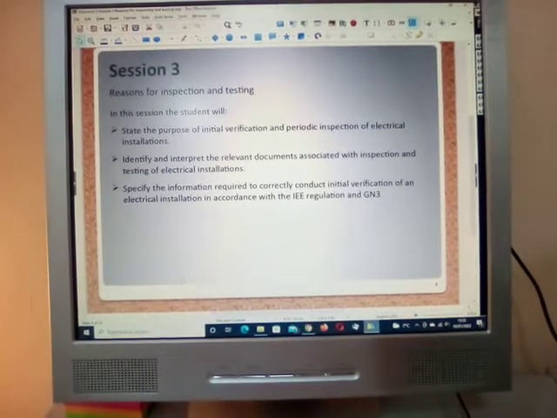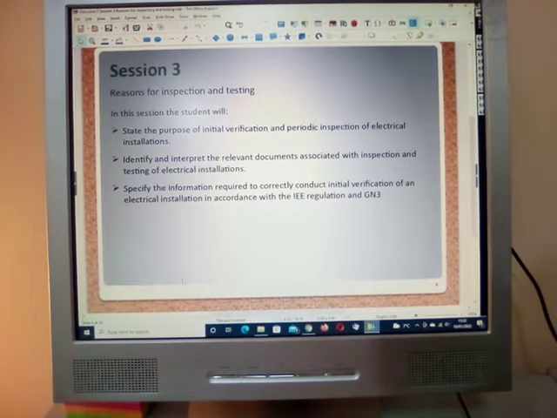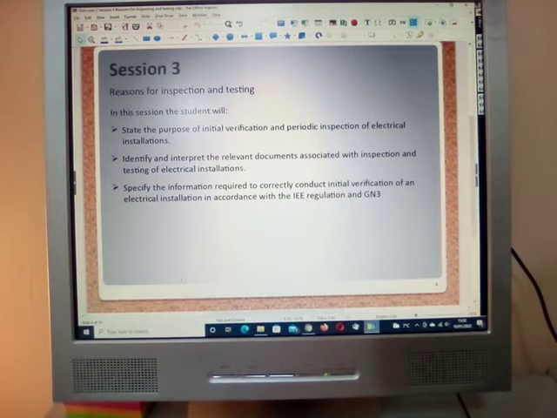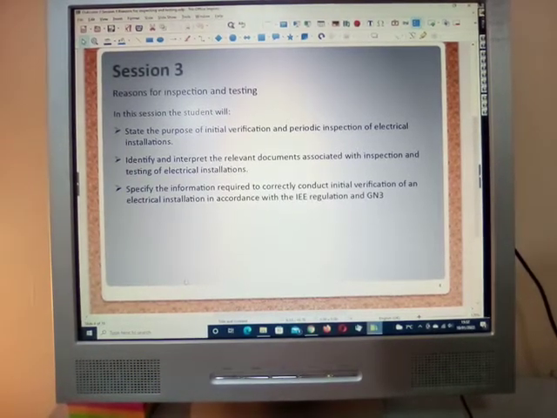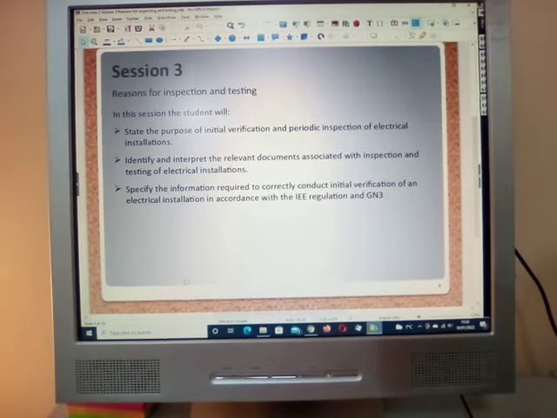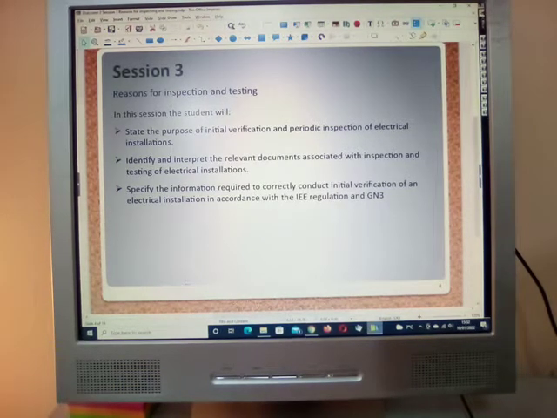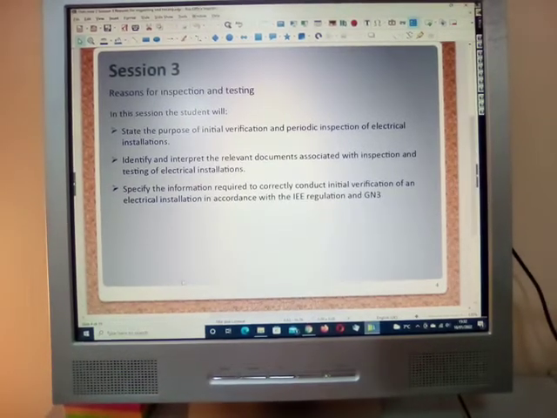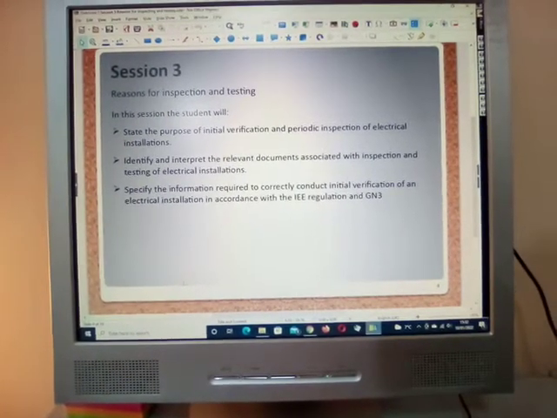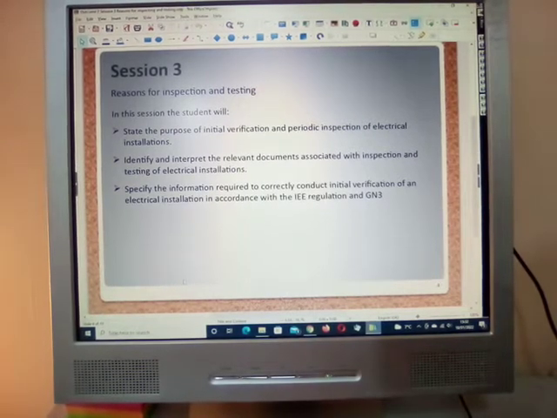Session 3, reasons for inspection and testing. In this session, the student will state the purpose of initial verification and periodic inspection of electrical installations, identify and interpret the relevant documents associated with the inspection and testing of electrical installations, specify the information required to correctly conduct initial verification of an electrical installation in accordance with the IE regulations and GN3. And again, I will repeat IE regs, IET regulations.